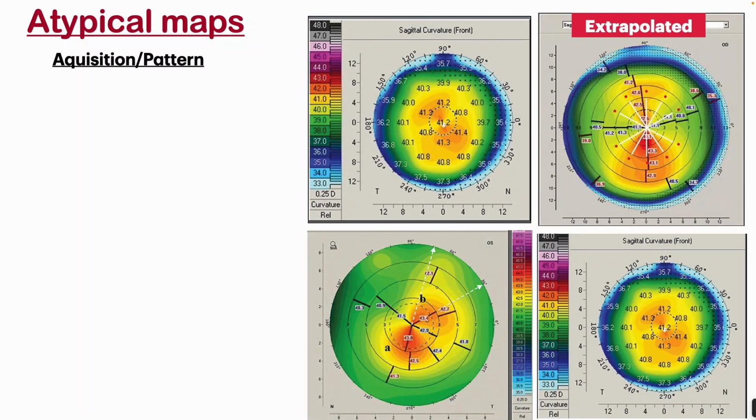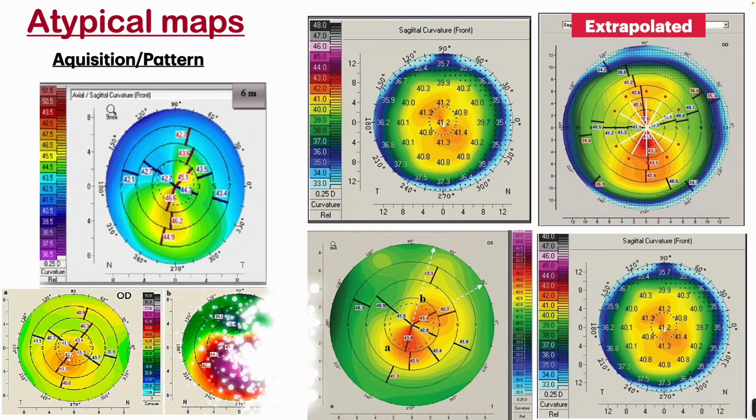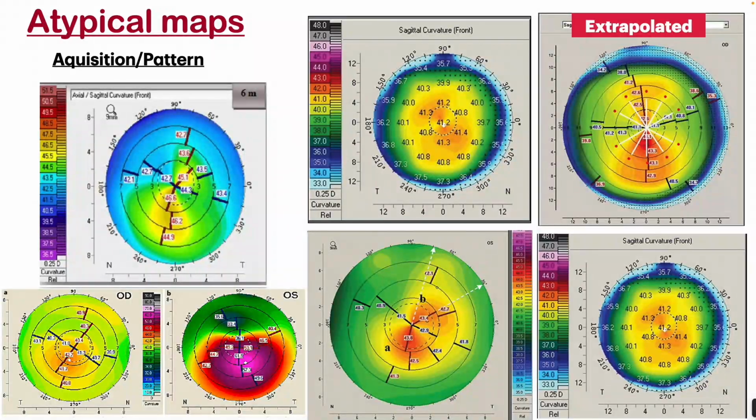When you have any atypical maps, ask again about the qualification and the acceptance and reliability of these maps to check about the acquisition, misalignment, and large angle cover. To be sure that the atypicality in these maps is true or false. And these are different forms of the atypical maps, either inferior steepening, superior steepening, skewing.